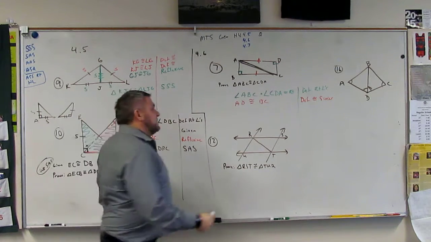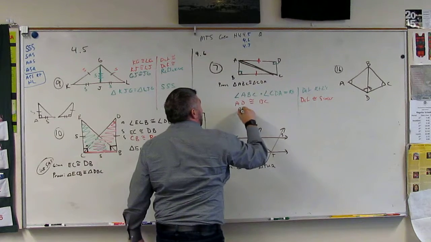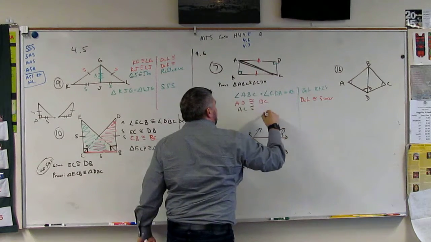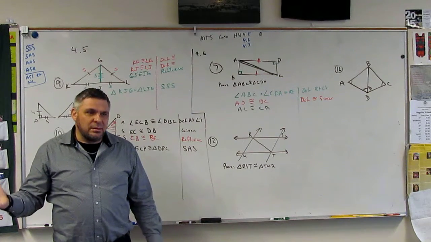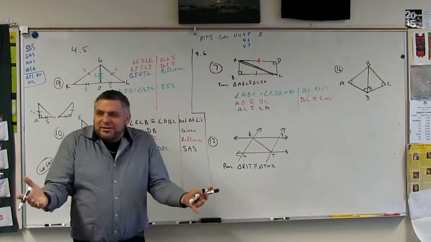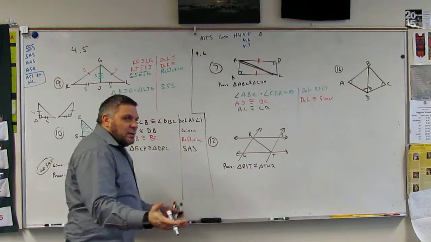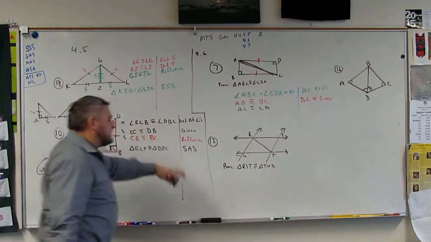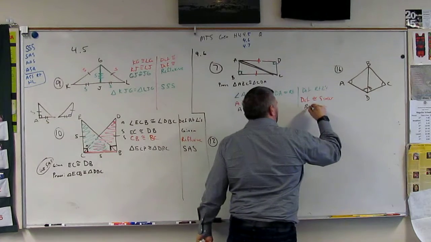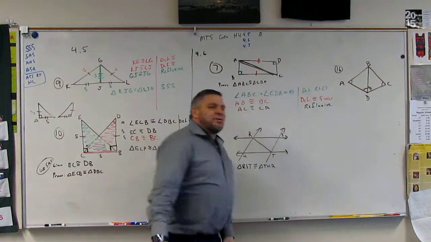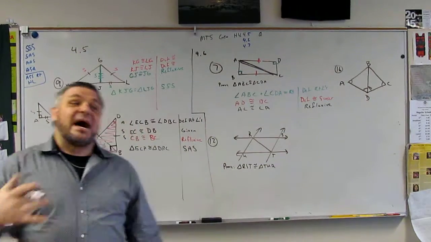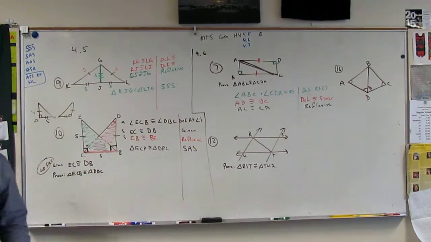Why is it congruent to itself? Why does AC, why is it congruent to CA? Because it's the same thing, yeah. What do we call that? Reflexive. Yep. You're going to see a lot of reflexive in this chapter. A lot. Okay? So reflexive.